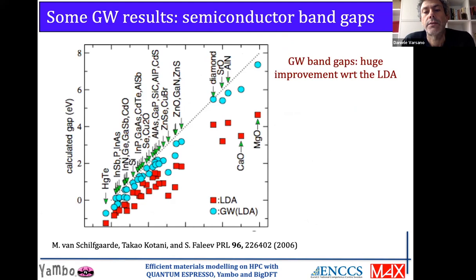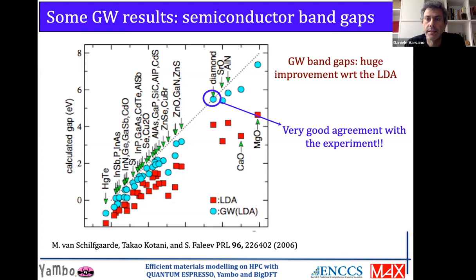Here, you can see how GW on top of LDA behaves with respect to LDA, compared with experiment, and you can see that you have a very large improvement and you reach a very good accuracy in most of the cases. In some of the cases, the agreement is spot on, but I put this example just as a warning. Here it is true there is a good agreement, but this is for the wrong reason, as in diamond, for instance, there is a huge electron-phonon renormalization, which is not taken into account at this level. So a very good agreement with experiment does not mean automatically that your theory is catching all the physics of the system.